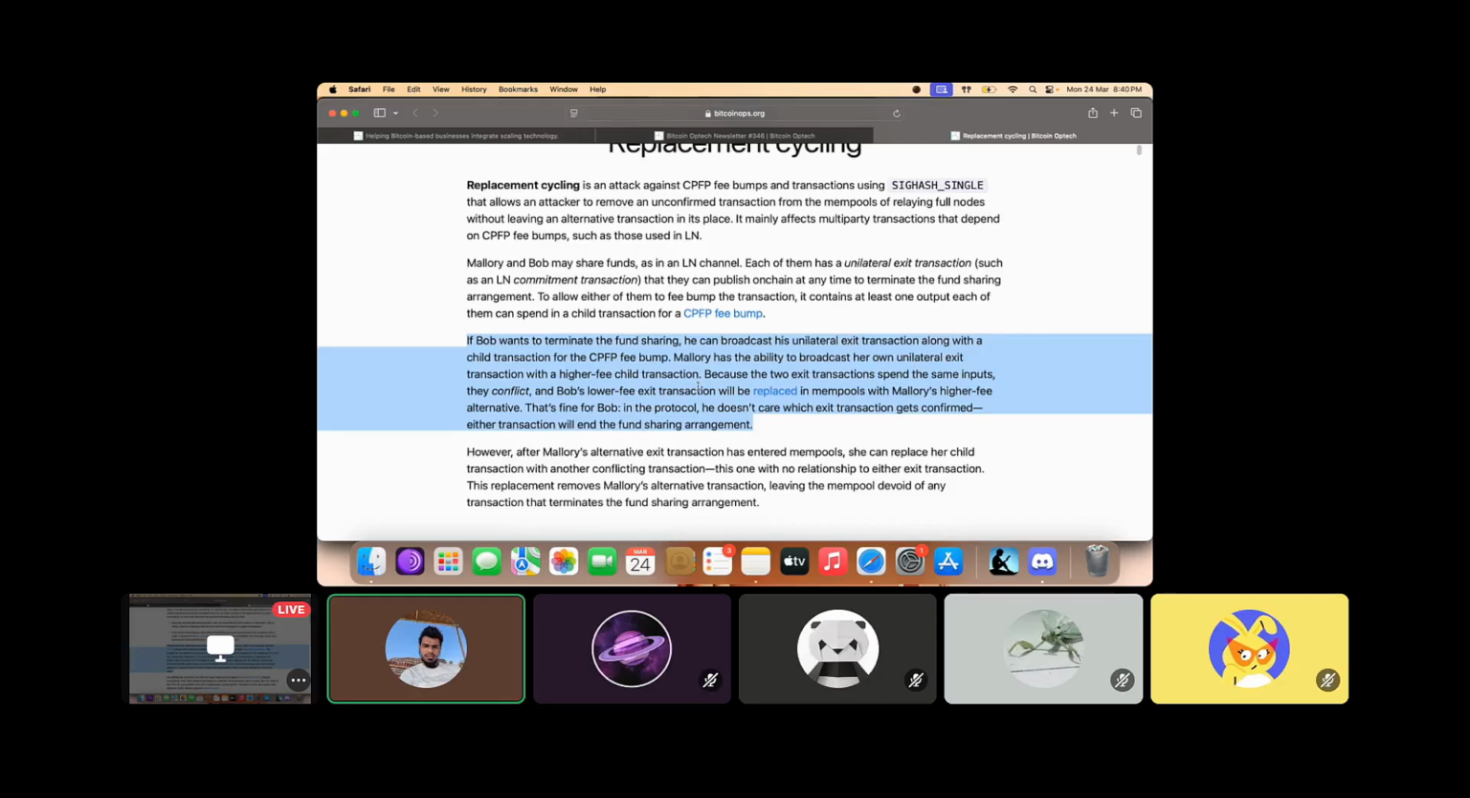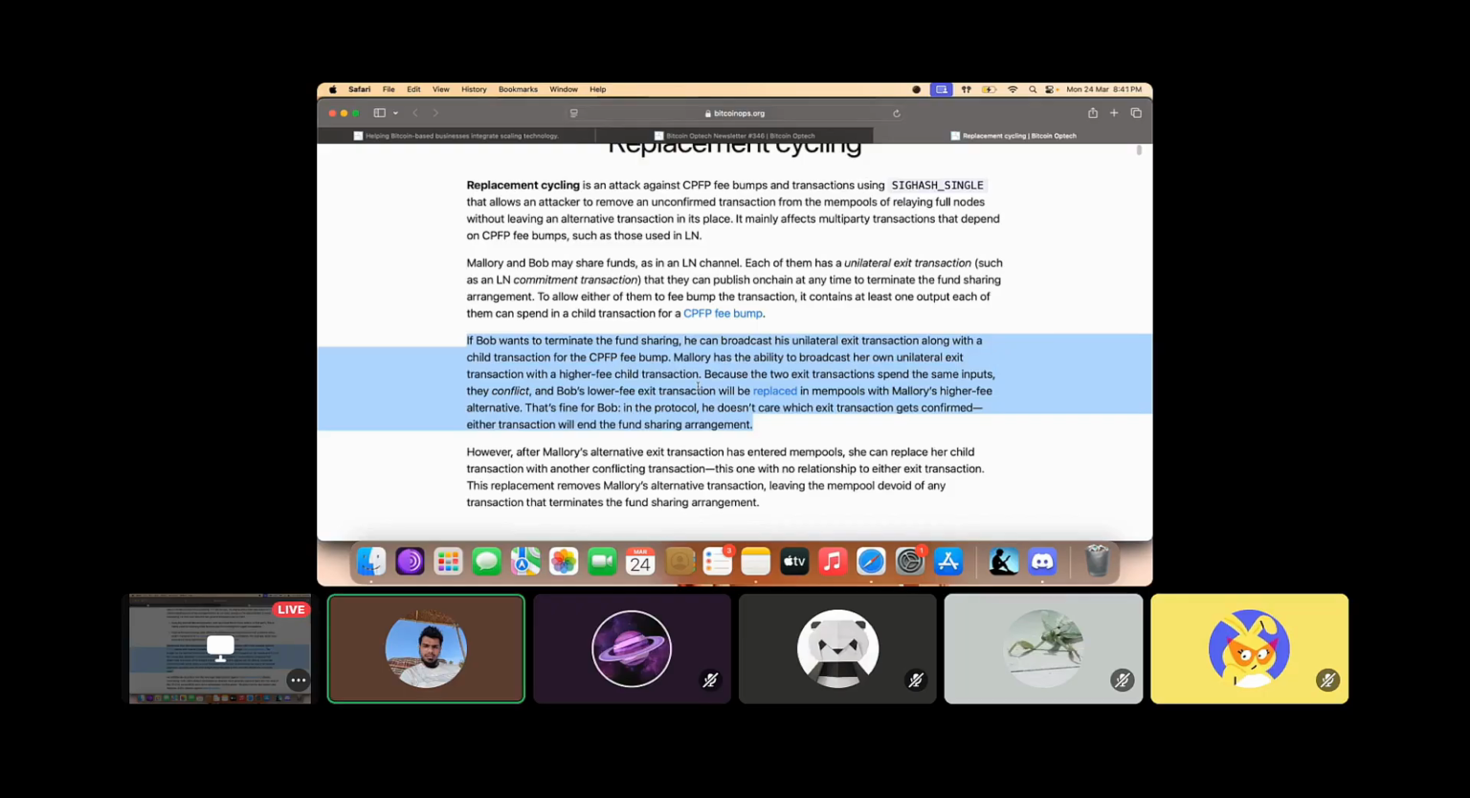So now Mallory has her own version of the commitment transaction. Mallory can also attach a child to her anchor output, paying a fee which is higher than what Bob is paying, right? So now Bob and Mallory's transactions are competing. Two transactions that share even one single common input cannot exist in the mempool at the same time. If one enters, the other goes out, right? So either Bob's transaction goes out or Mallory's transaction goes out.